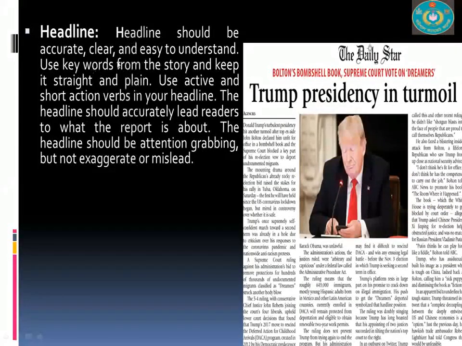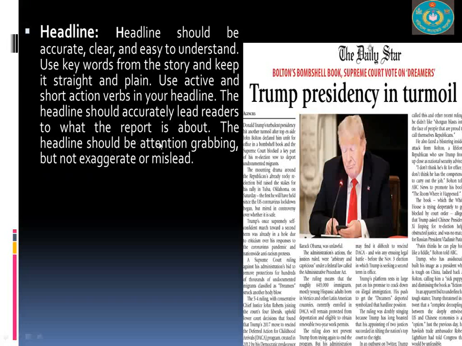Headline. A headline should be accurate, clear, and easy to understand. Use keywords from the story and keep it straight and plain. Use active and short action verbs in your headline. The headline should accurately lead readers to what the report is about. The headline should be attention grabbing, but not exaggerate or mislead.